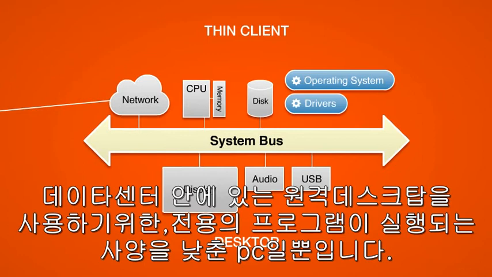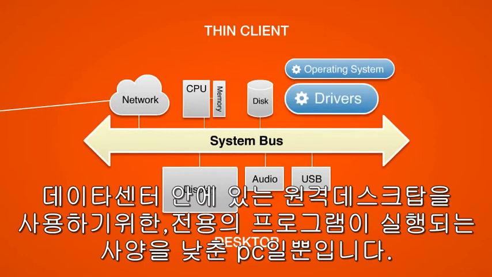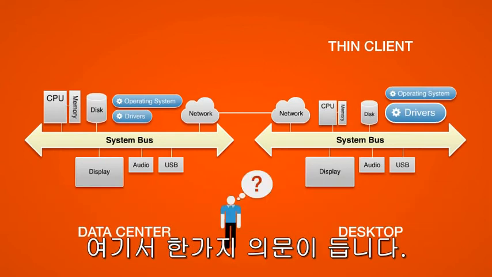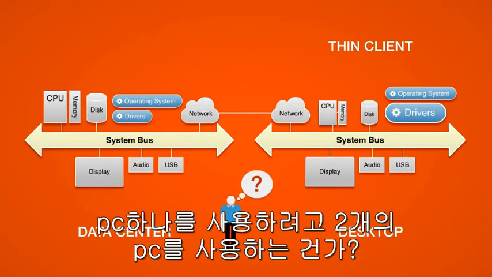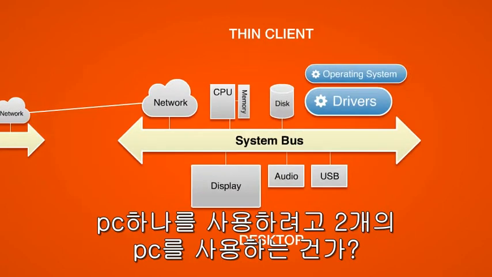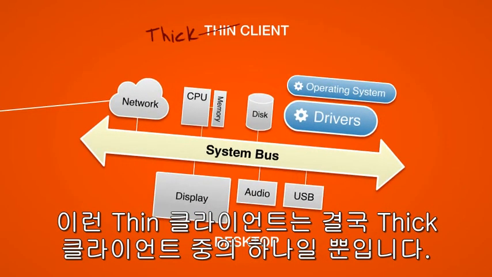It's just a stripped-down PC running a special application to allow the user to interact with the remote desktop in the data center. I know what you're thinking. That doesn't make much sense. 2 PCs to accomplish what my one PC used to do? That thin client's looking kind of thick after all.